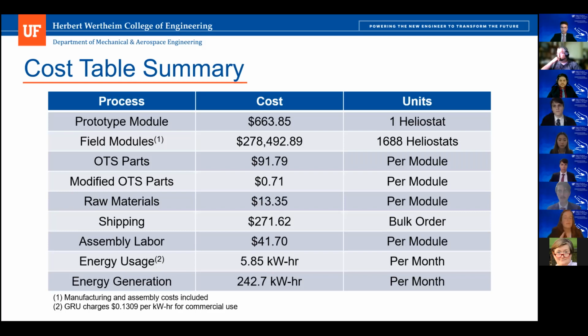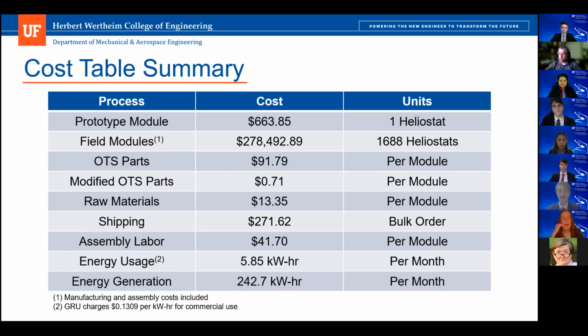And that value includes manufacturing, labor cost, and the energy consumption to fabricate one module, which those values are $15.57, $41.70 for the assembly labor, and $1.52 for the energy consumption. And the majority of our cost comes from off-the-shelf parts, which is preferable, and they comprise 87% of our material costs.